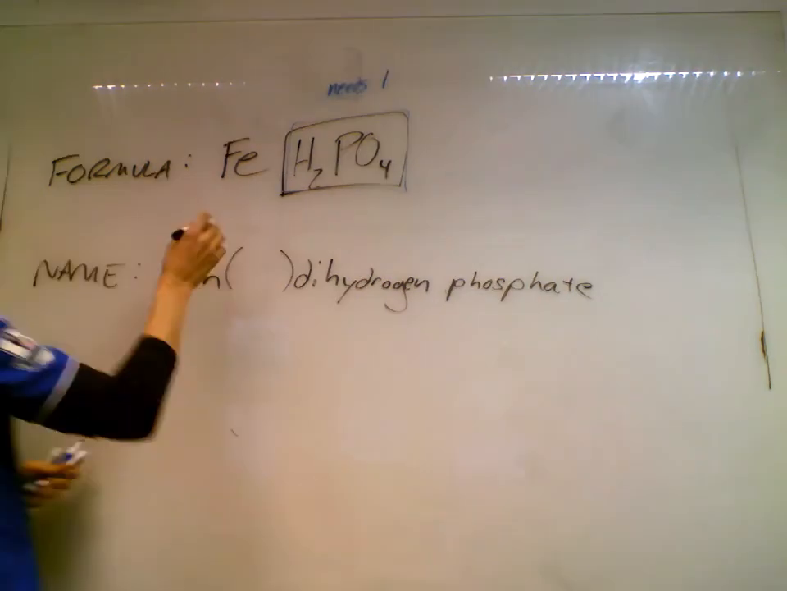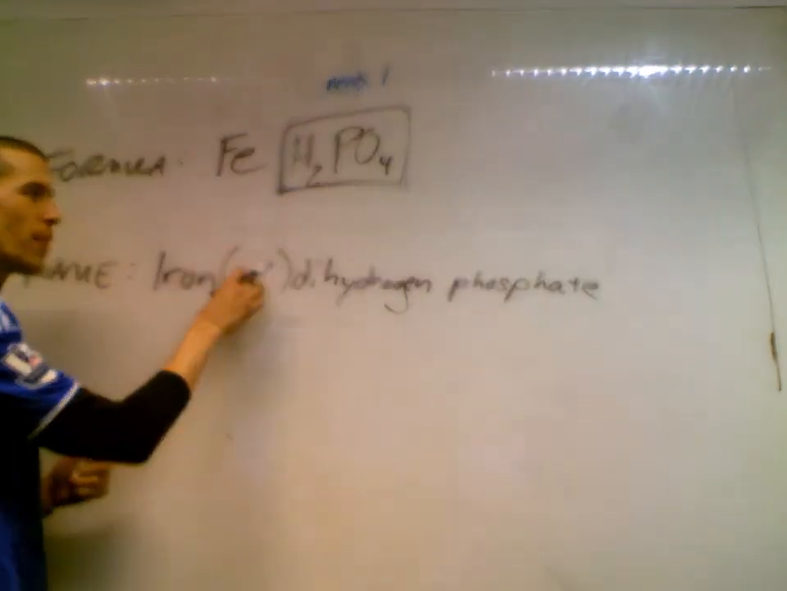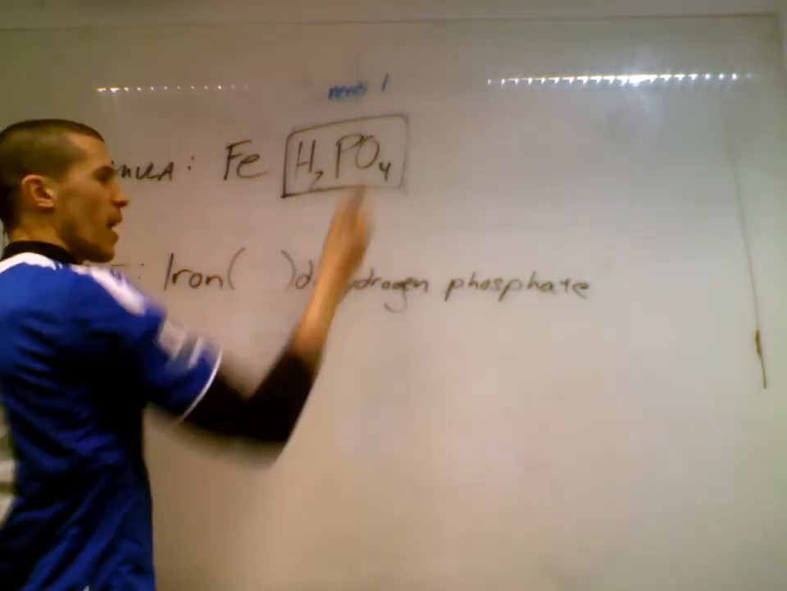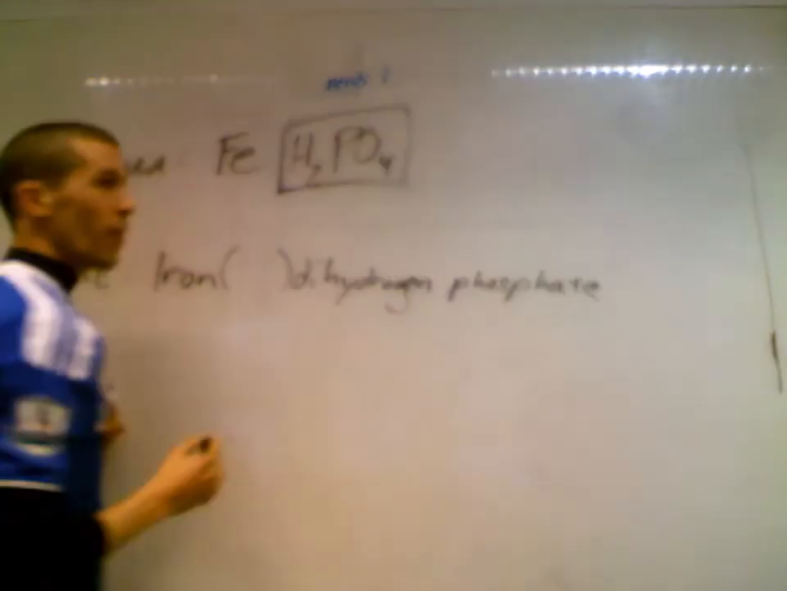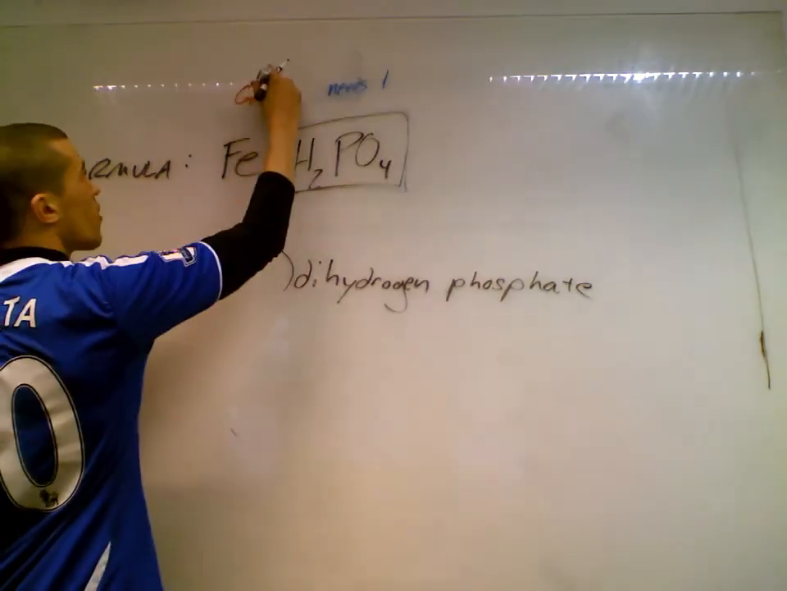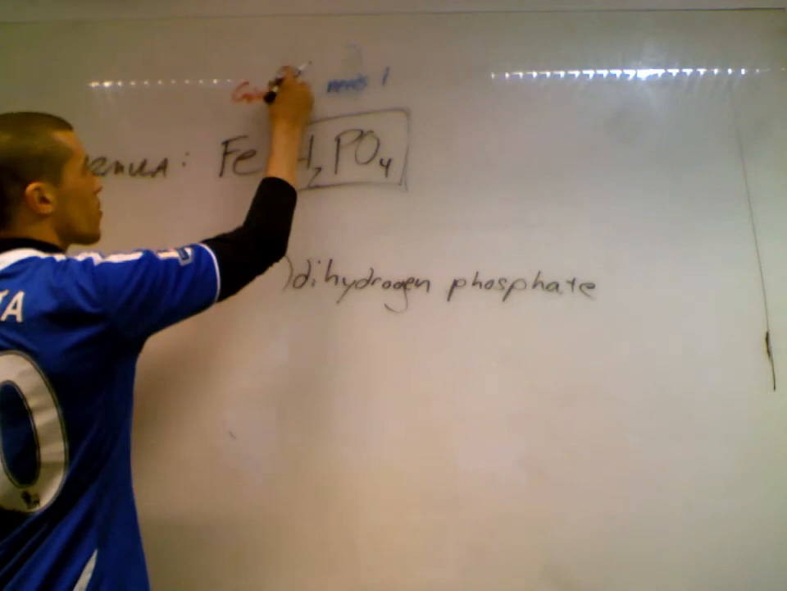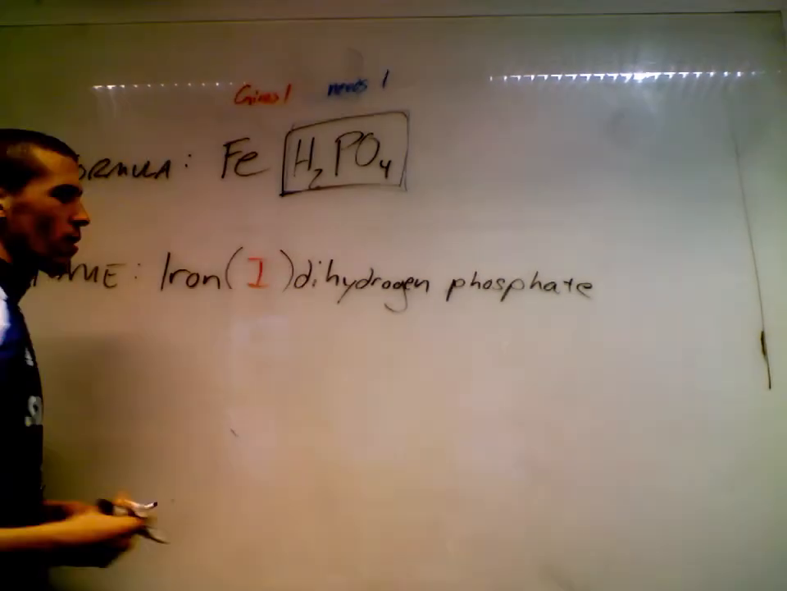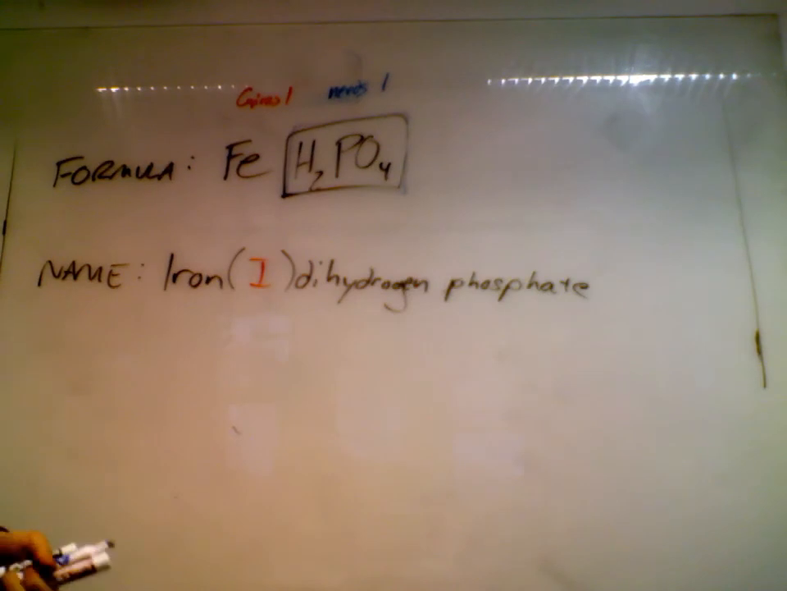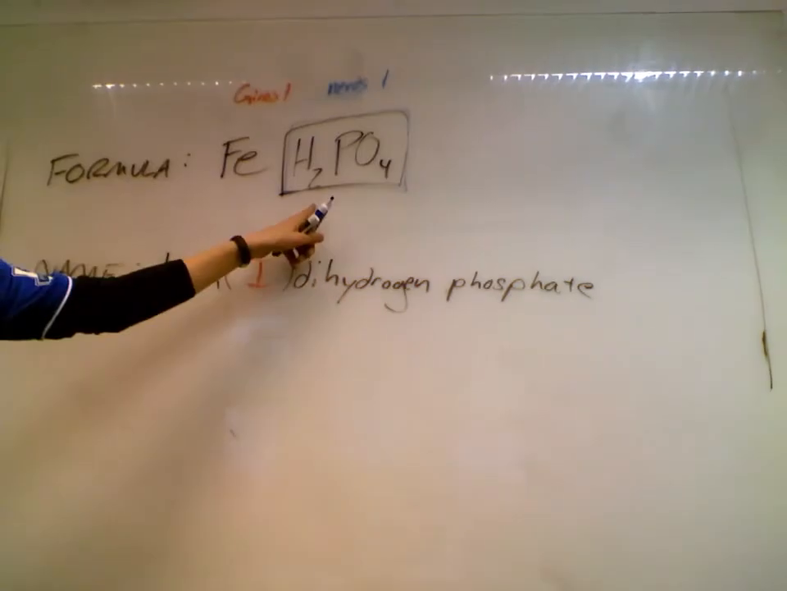Okay, so in this case, we don't know how many iron is giving. We need to figure out how many iron is giving. Well, we know that this dihydrogen phosphate needs one, so this must give one. So let's put a one right there. That makes so much sense. Good. Let's make it a little bit more complicated now.